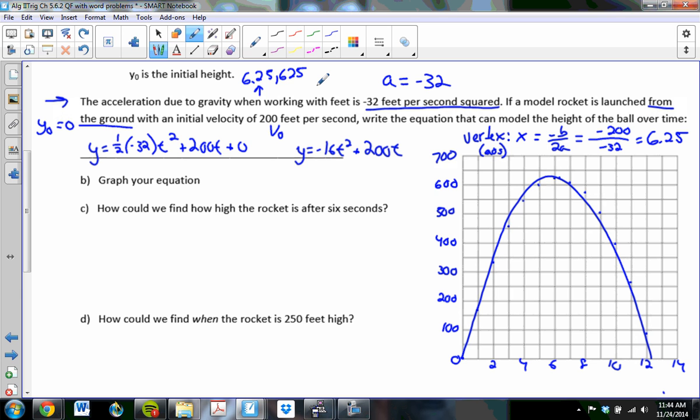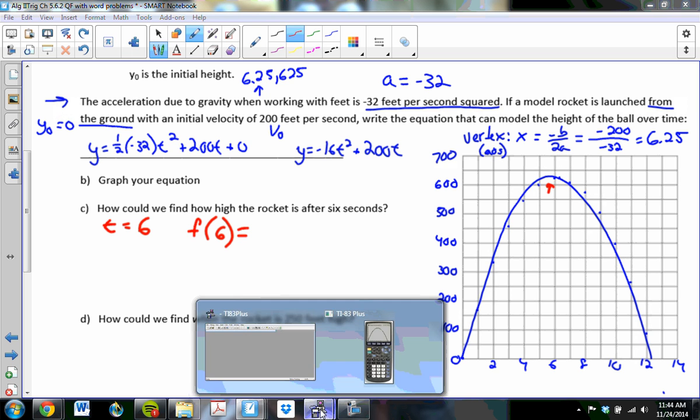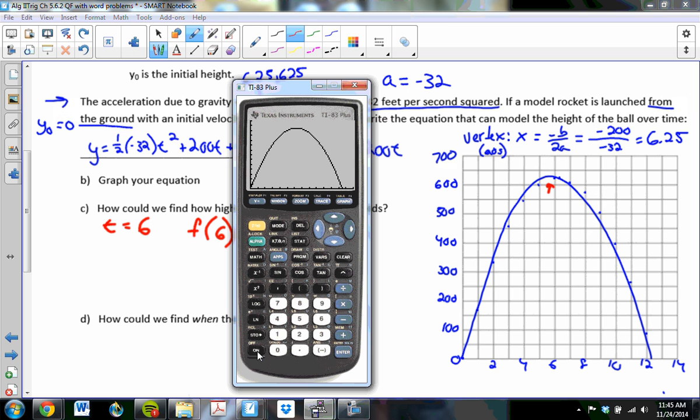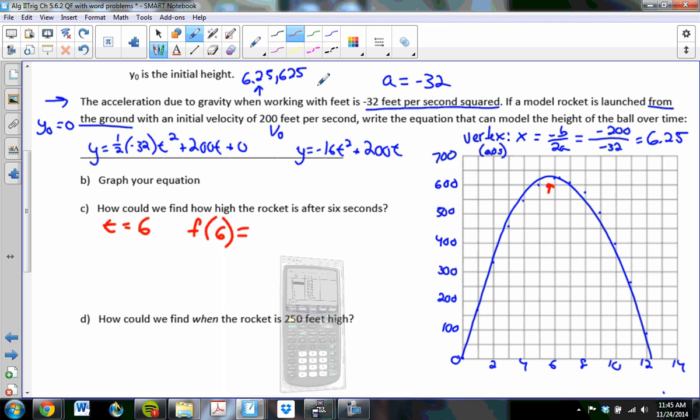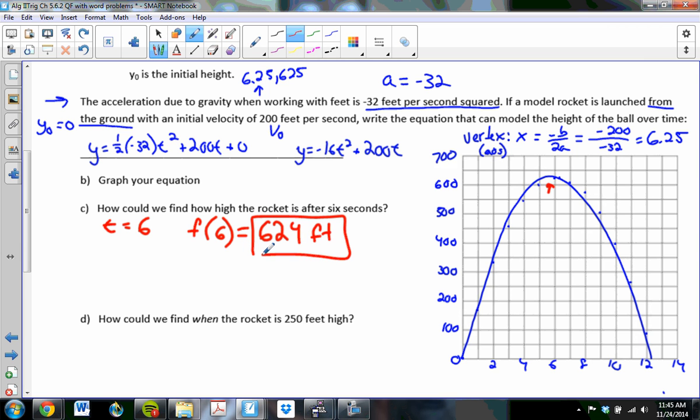Part C, how can we find how high the rocket is after 6 seconds? Well, 6 seconds is time, and time is going to be 6. So I really just do f of 6. I can look at my graph, but at this point f of 6 was so imprecise that I really want to go back to my calculator and find f of 6 here. If I go back to my table and plug in a 6, yeah, 624. It was 624 feet high.